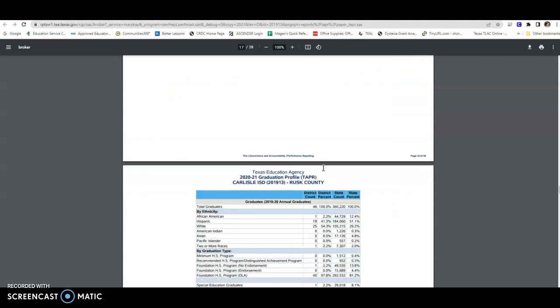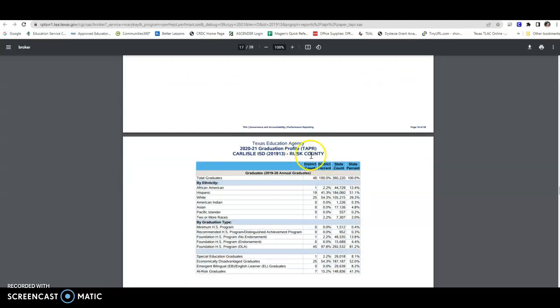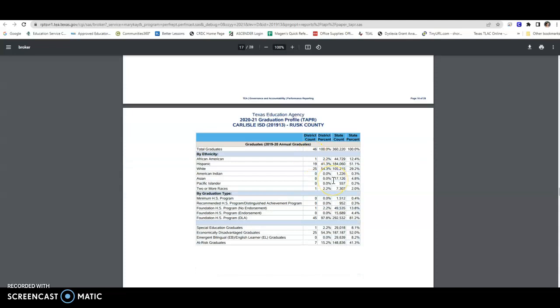The next section looks at your graduation profile. Again, it's helpful to look if one subpop is outperforming the other. What type of graduation plan are our students graduating with? Is there a certain population or special programs that need to be addressed? Again, these are springboards for deeper investigation.